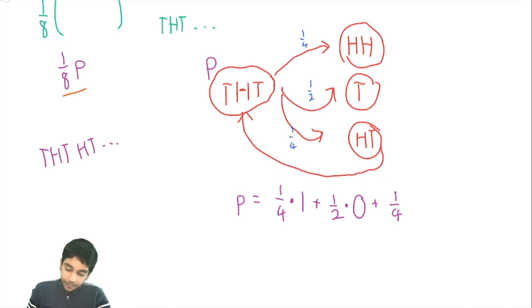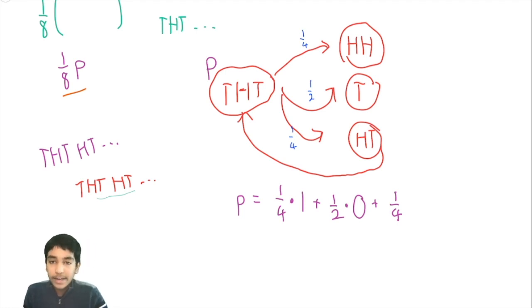The reason is that from HT, we have THT, and then we have another HT, and then another HT, and so on. We're essentially back to the same THT state, because we still have 2 heads before 2 tails, and now we still need to roll 2 heads in a row again.